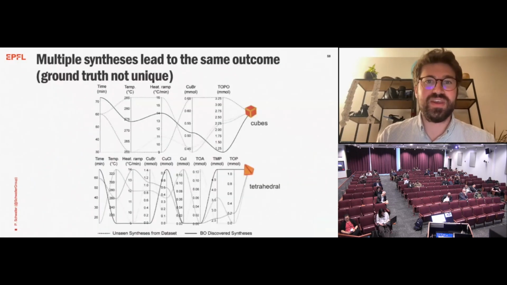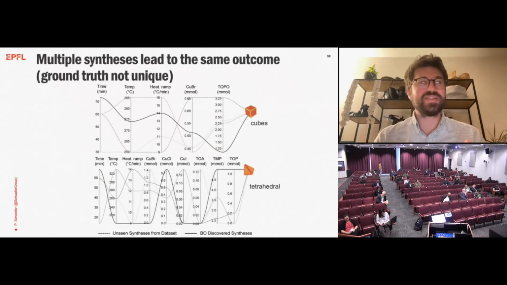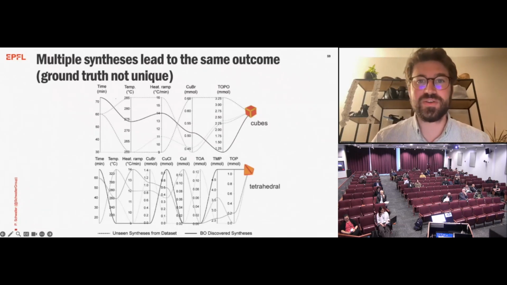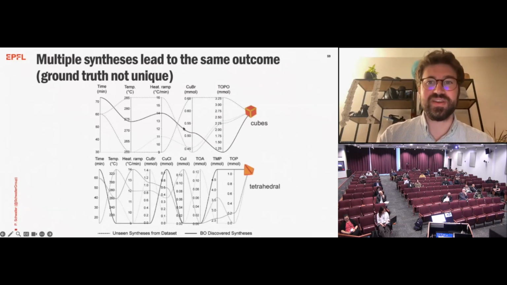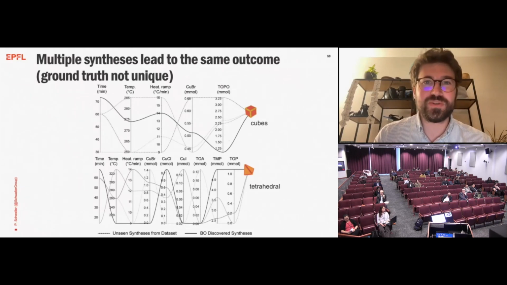cubes in the synthesis. What is challenging in this whole materials space is that you have plenty of different syntheses that lead to the same outcome. If you look at this black line here, this is the synthesis that we found to synthesize cubes, and it looks nothing like the synthesis parameters that were previously reported in literature, and same for tetrahedral. But those shapes were all known, so this is not super exciting.